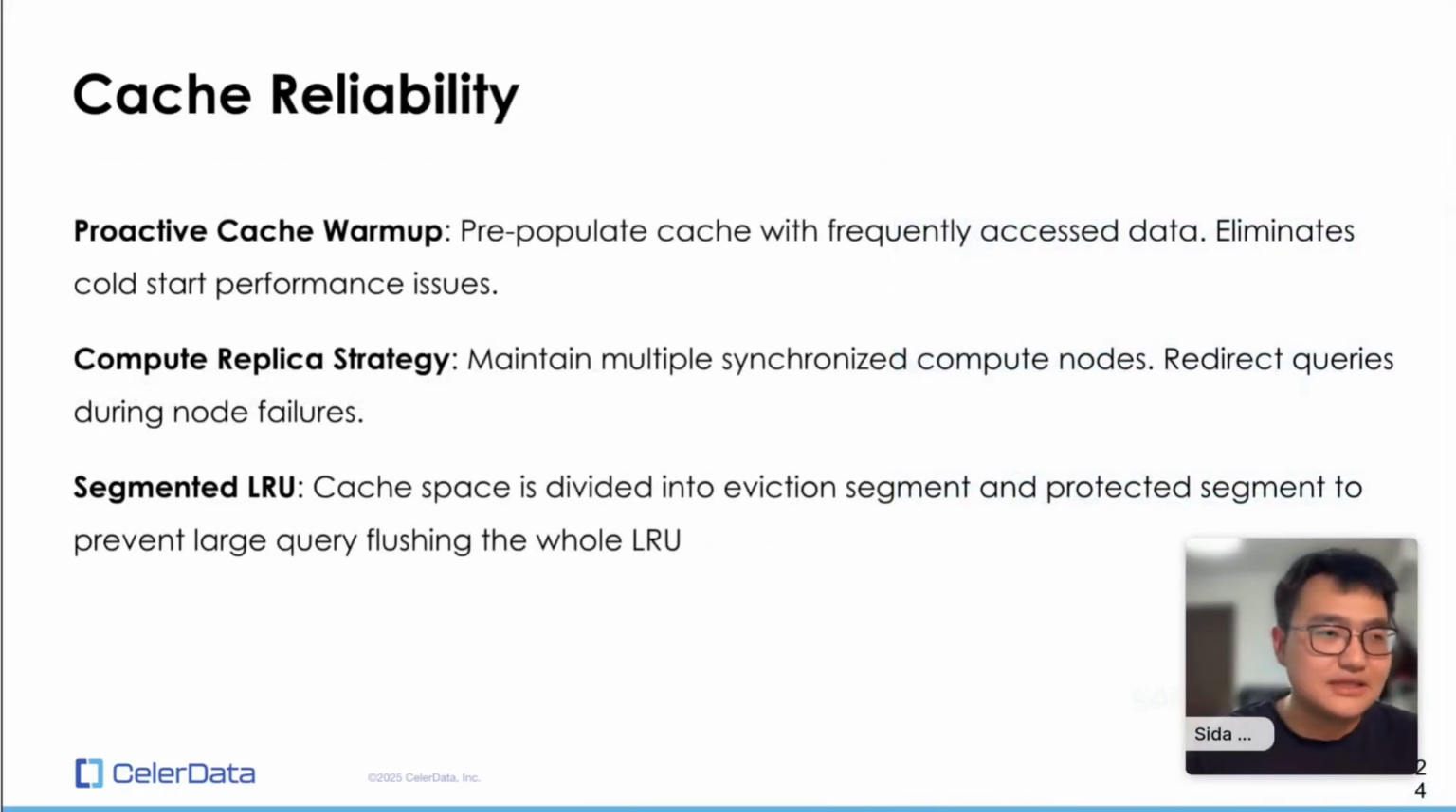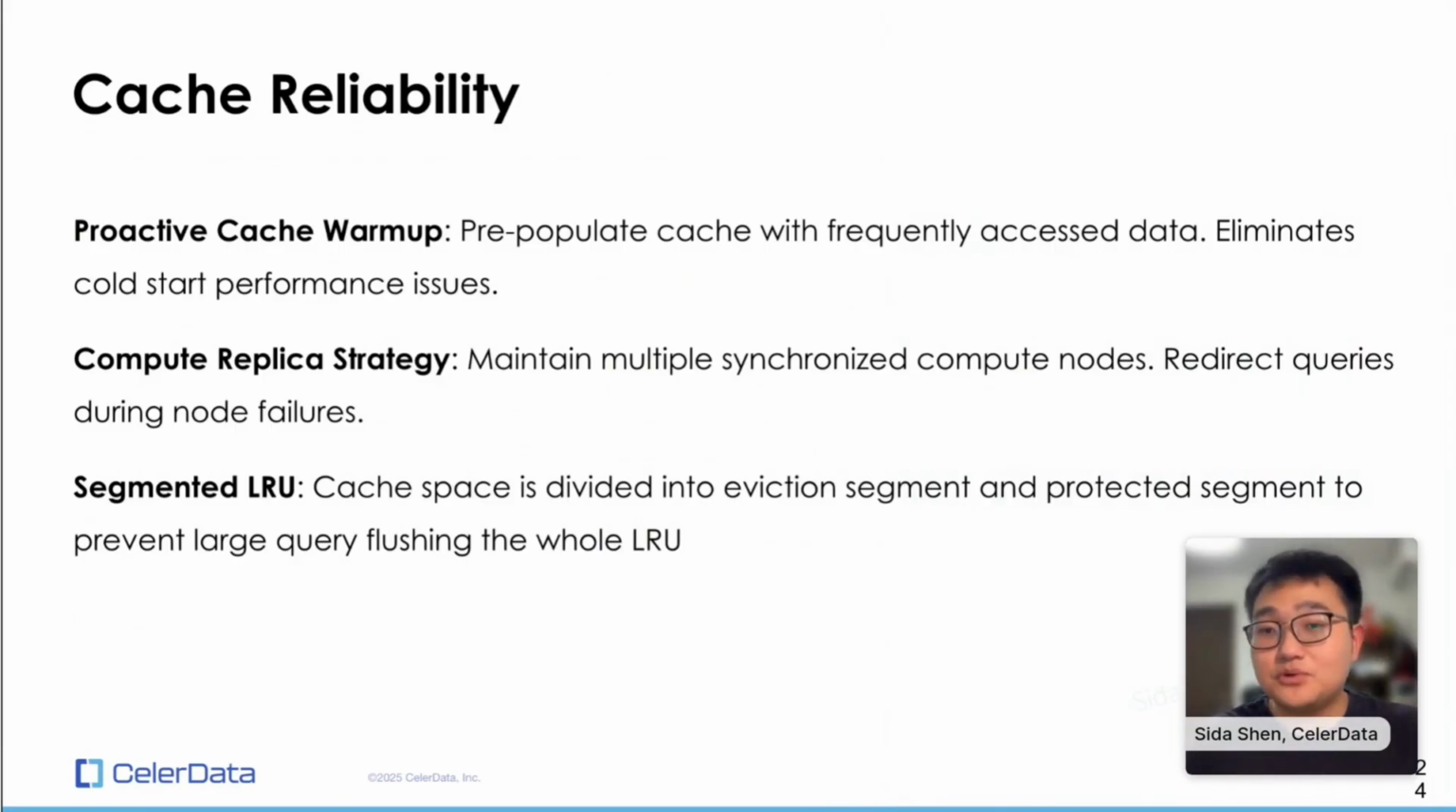One of the big reasons that your latency is broken is because your cache gets invalidated, right? Or your cache is just gone for no reason. So first, proactive cache warmup is a really good strategy for customer-facing workloads. The first time it starts, trigger a warmup to pre-populate the cache with frequently accessed data from last time, right? So it eliminates the cold start performance issue.